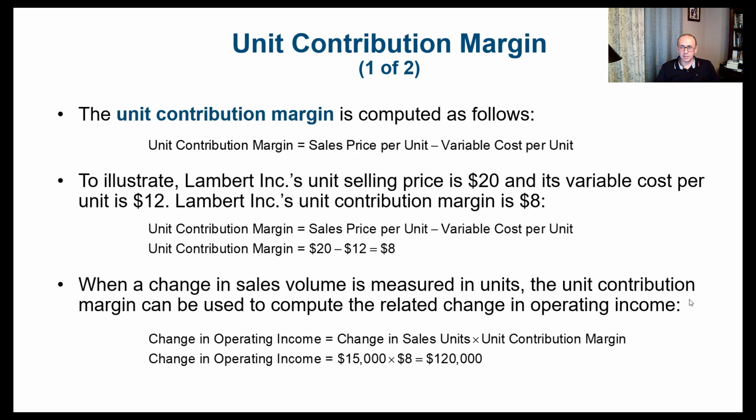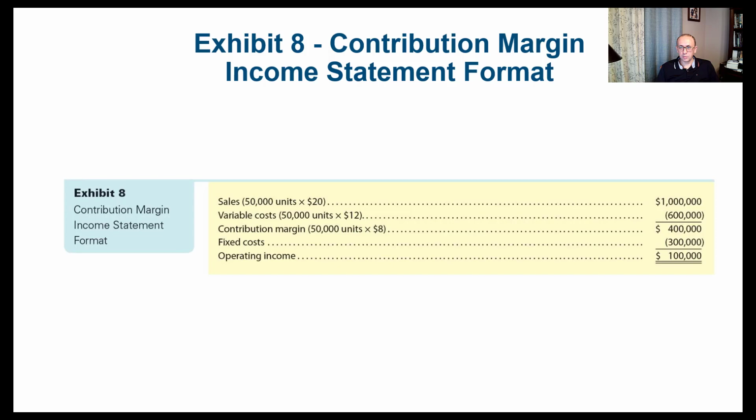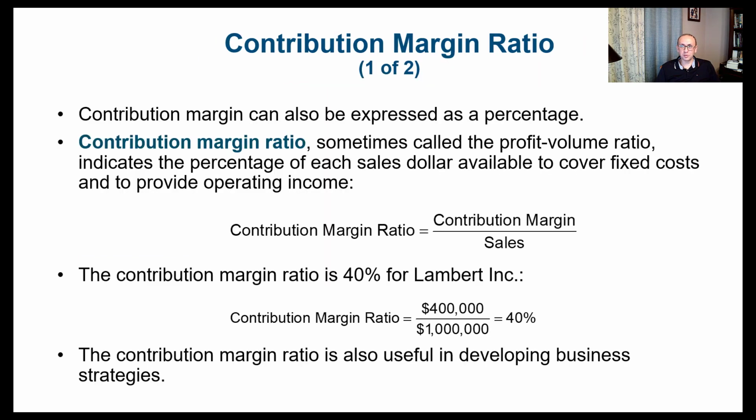And I think I gave you the flavor of this when we were going over Exhibit 8 here, when I told you, look at the contribution margin as 50,000 multiplied by $8 per unit. So that's the contribution margin per unit. Or maybe you can call it the unit contribution margin.